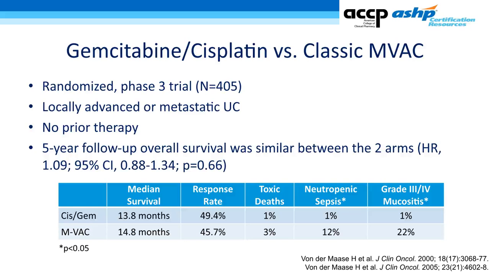And that was then extrapolated to the neoadjuvant setting, as I mentioned earlier, which is why you see cisplatin and gemcitabine used mostly in the neoadjuvant setting. That is extrapolated from data in the metastatic setting showing similar outcomes compared to classic MVAC.